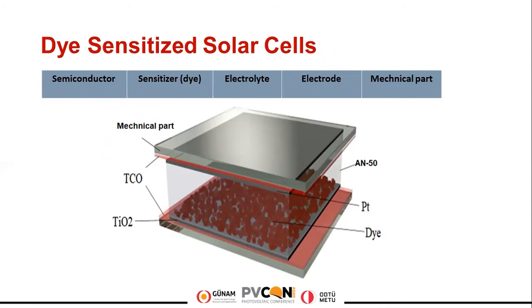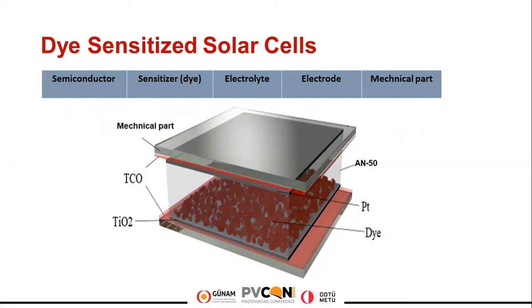Dye-sensitized solar cells have 5 components: semiconductor, sensitizer, electrolyte, electrode, and mechanical part. First, semiconductor. In organic dye-based solar cells, it is necessary to use oxide semiconductors with a wide band gap to provide transparency in the visible region. Some semiconductors used in organic dye-based solar cells are titanium dioxide, zinc oxide, and tin oxide. An advantage of the titanium dioxide which we use is that it is more stable over time with iodine-containing liquid electrolyte.